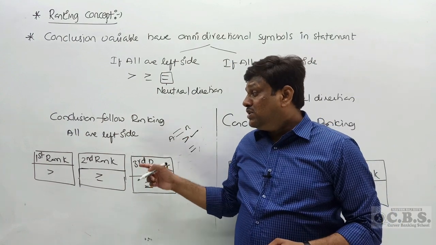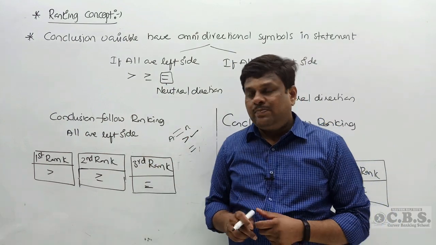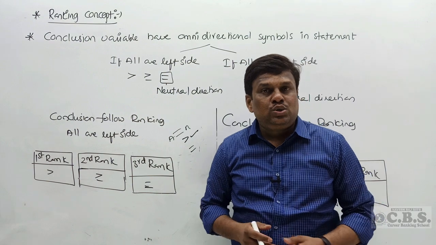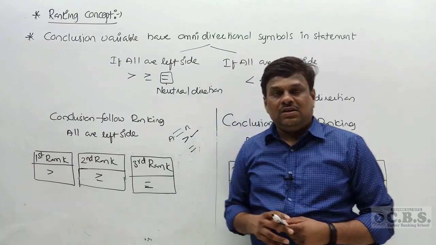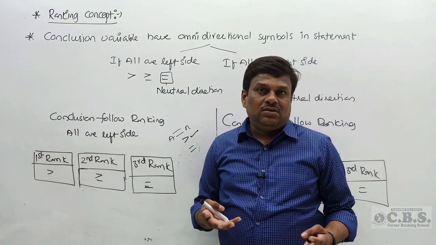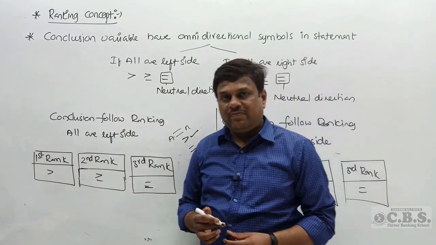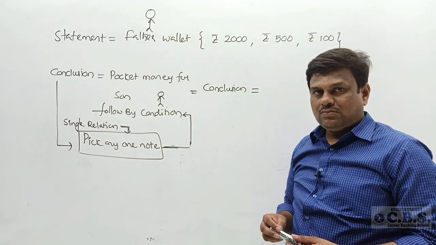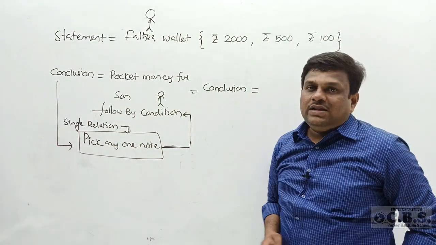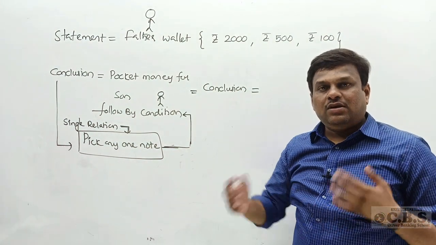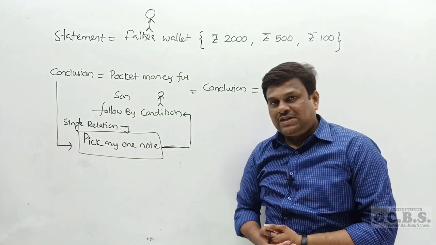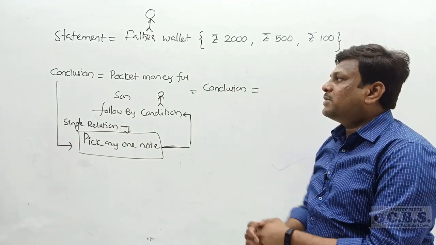You can easily learn it with a funny skit. A son is trying to ask for some pocket money from his father, and we're going to learn the inequality ranking system with this funny skit. Let's go for the father and son's funny skit. Let's learn the ranking system with a funny skit between a father and a son. Here the father is the statement and the conclusion is the pocket money for the son.